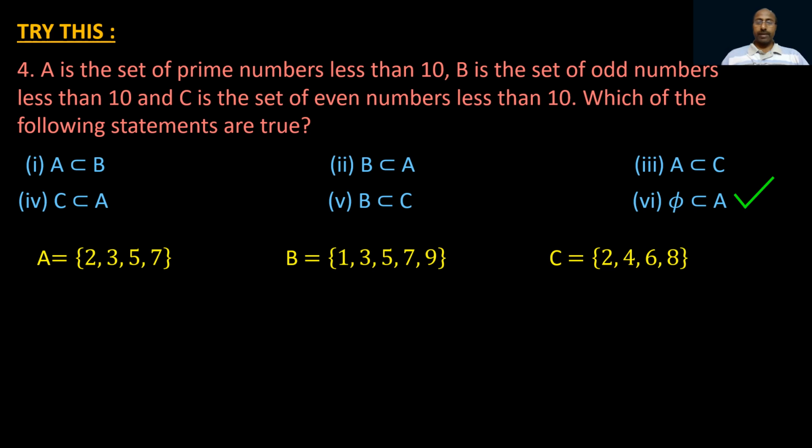So we can check that A is not a subset of C because 3, 5 and 7 are not present in C. And C subset of A is also not true because the elements 4, 6, 8 are not present in A. And B subset of C: 1, 3, 5, 7, 9 are not present in C, so B is a subset of C is also not true.